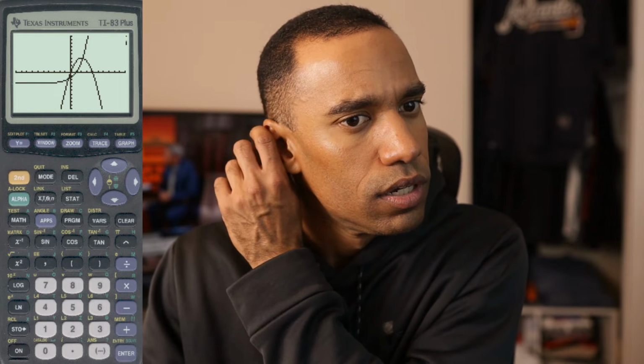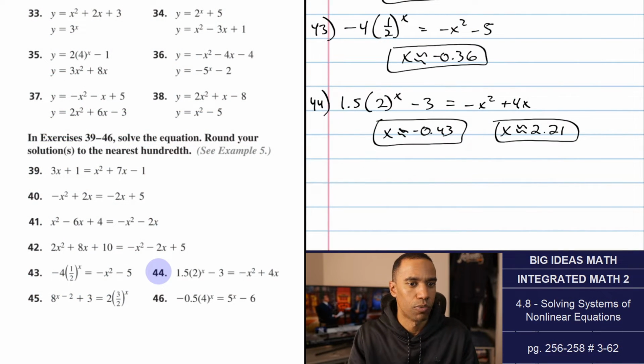So we got one pretty close to 0, negative 0.43. And then the other one, first curve, second curve. Let's guess it around like 4-ish. Oh, not toward 4, but that one. 2.21. Okay. All right. So there's that one. We got 2 more on this set.